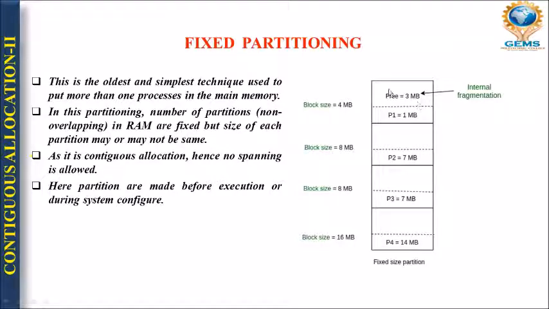So in fixed partition, if the process is 5 MB, then 3 MB will be free. If the process is 7 MB, then 1 MB will be free. Like that, if the process is 7 MB, again some will be free. If I have process P4 of 4 MB, again some space will be free. So such type of partitioning suffers from internal fragmentation.